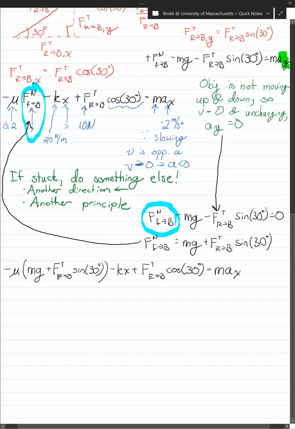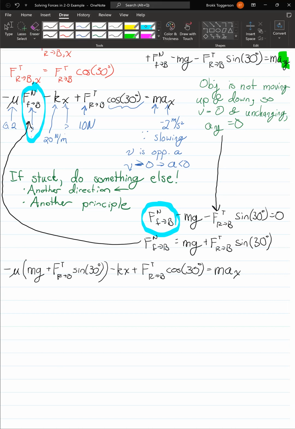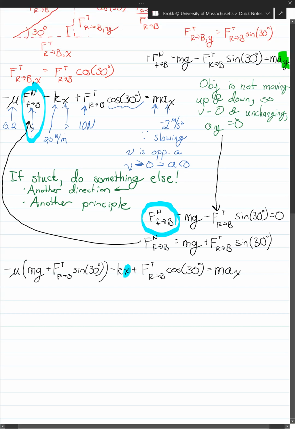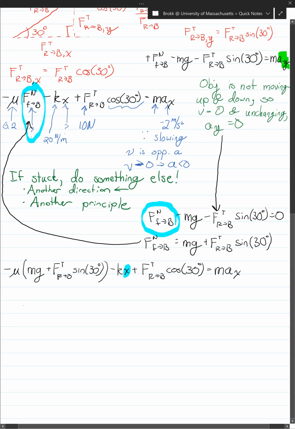We just got to do a little bit of algebra to isolate the one thing we don't know, x, which is also the thing we're looking for. So from here, it's just an algebra problem. So let's do that algebra. First, I'm going to distribute the mu: minus mu mg minus mu F_T rope on block sine 30 degrees minus kx plus F_T rope on block cosine 30.